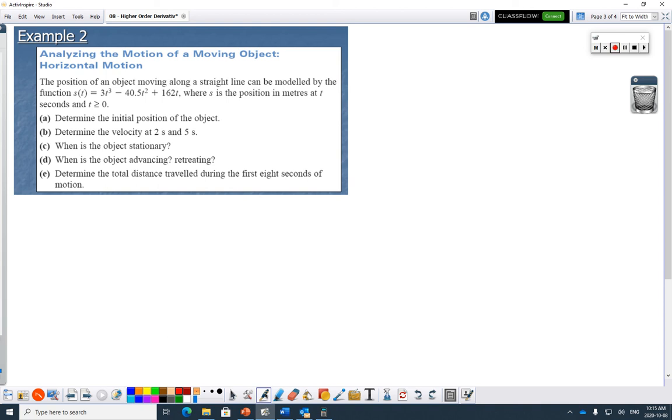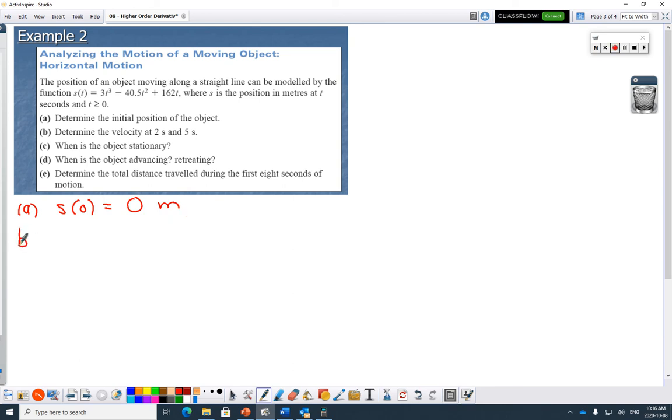Determine the initial position of the object. Okay, some of these are easy. I'm not going to act like they're particularly difficult. S at 0 equals 0. You want the initial position, you just put times 0 into the position function.